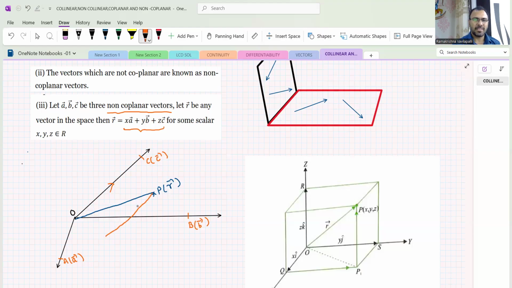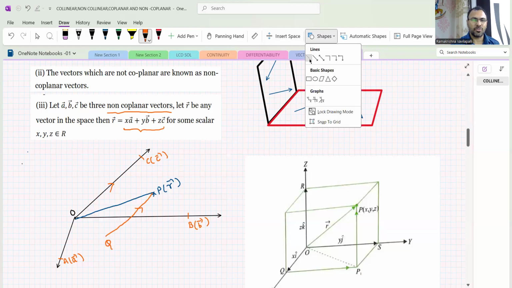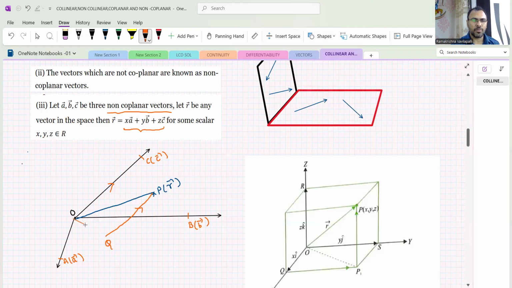All right. This is parallel. Suppose it meets that AOB plane at some point Q. Now join O and Q. All right. So you see that now it is very simple. Now we know that Q lies in the plane of A bar, B bar. So therefore, this is nothing but XA bar plus YB bar.